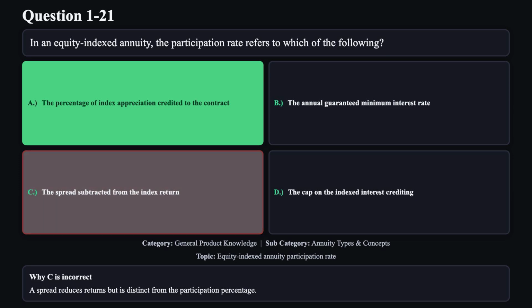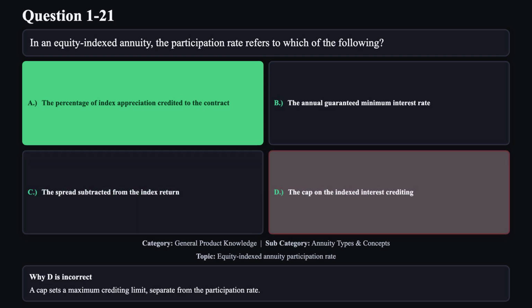Reason C is not correct. A spread reduces returns but is distinct from the participation percentage. Reason D is not correct. A cap sets a maximum crediting limit, separate from the participation rate.